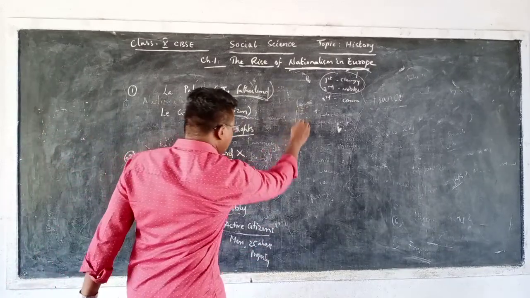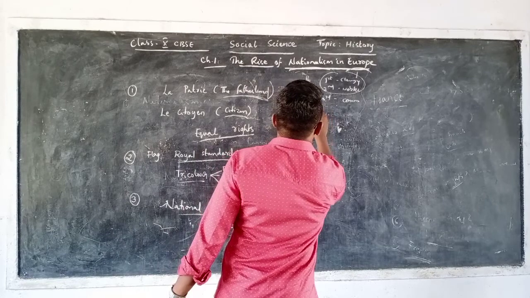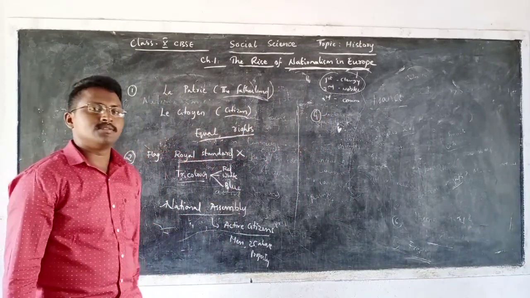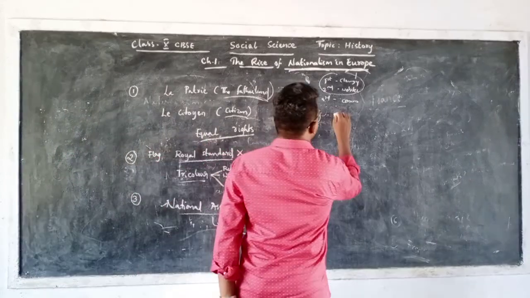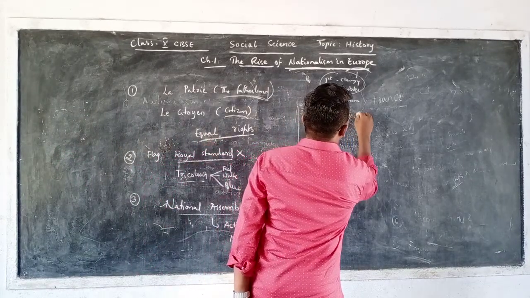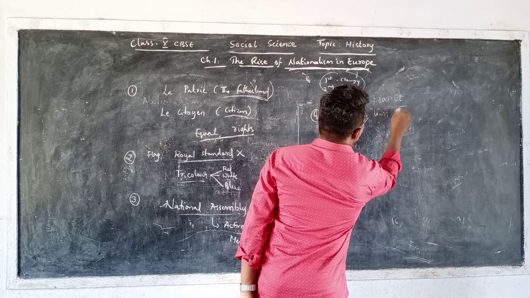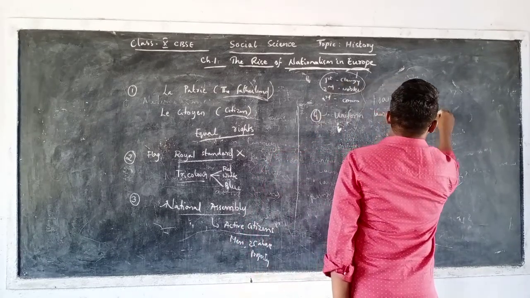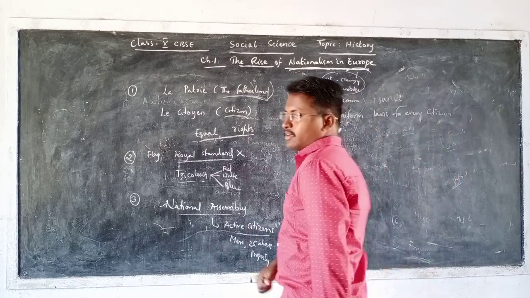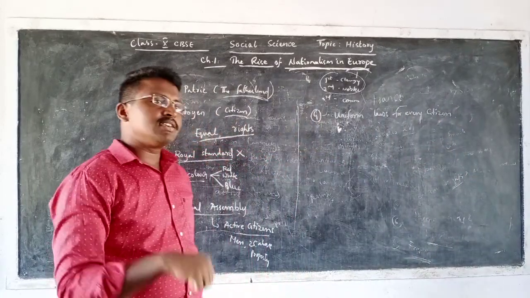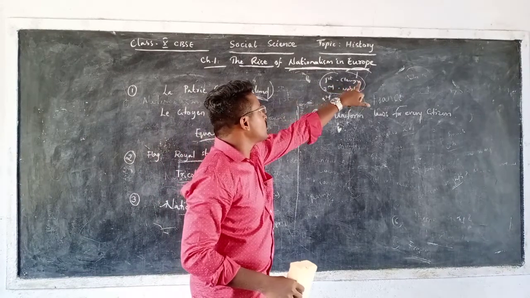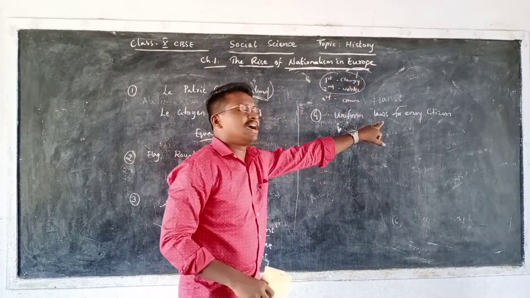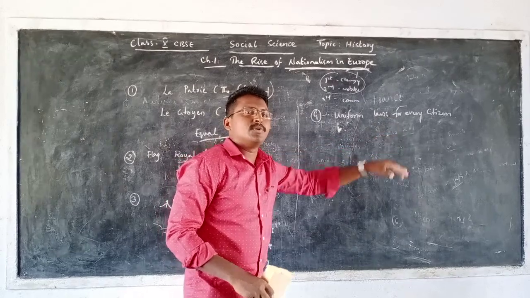Next, the fourth way it created unity among French people is that they abolished all internal customs and made uniform laws for every citizen. That means everyone is equal before the law. No noble, no clergy, no common man. Everyone is equal before the law. That is how they made laws for all these French people.